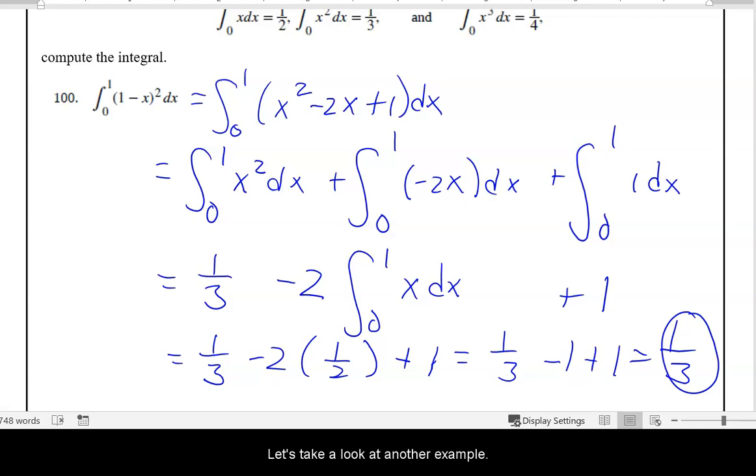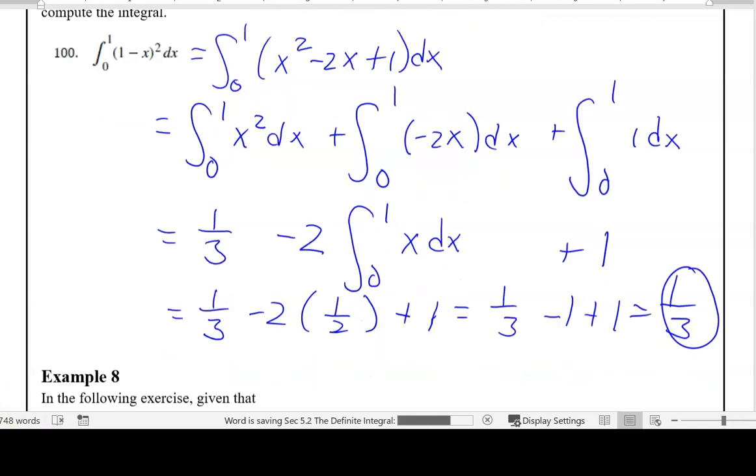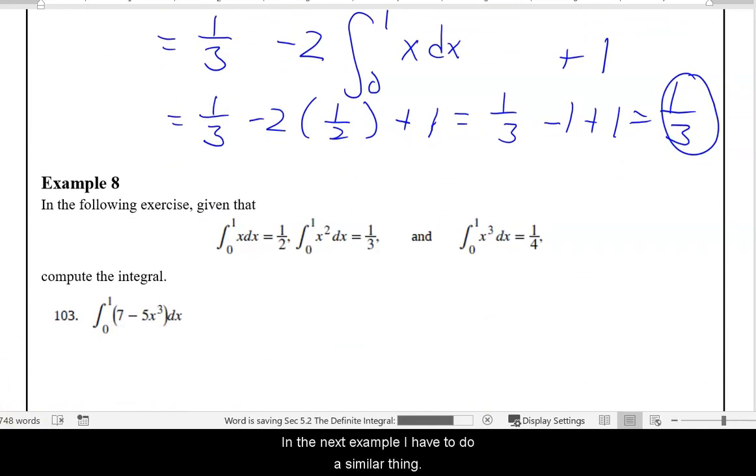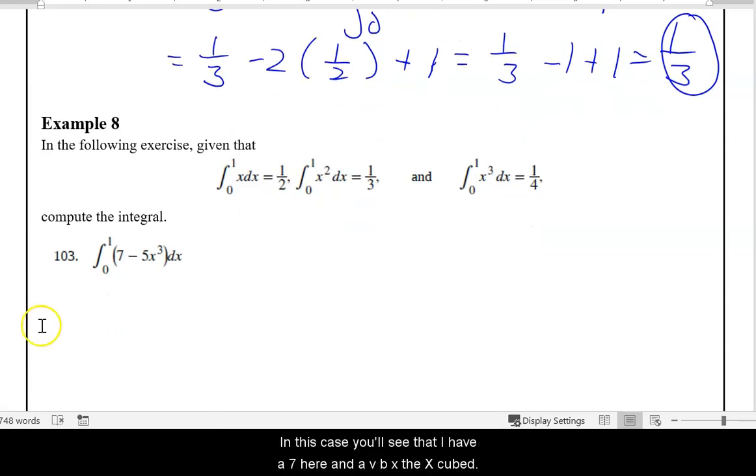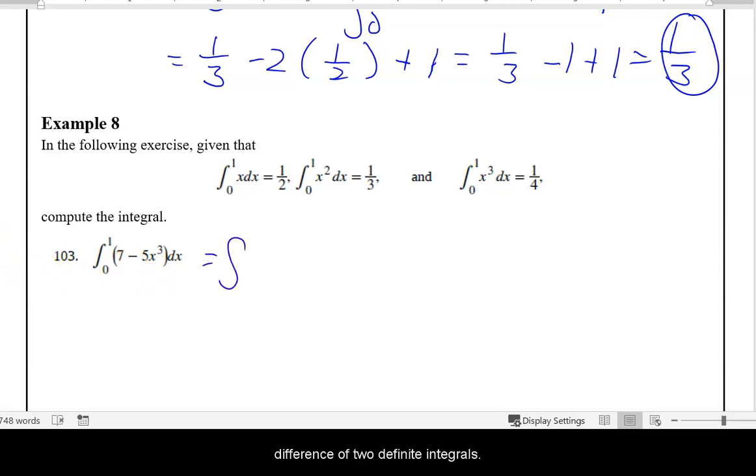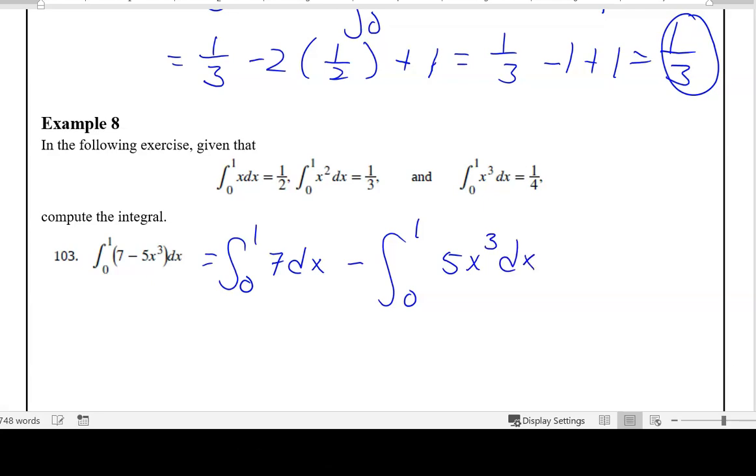Let's take a look at another example. In the next example, I have to do a similar thing. In this case, you'll see that I have a 7 here and a 5 being multiplied by the x cubed. Because this is a difference, I can split it first into the difference of 2 definite integrals, from 0 to 1 of 7 dx minus the integral from 0 to 1 of 5x cubed dx.